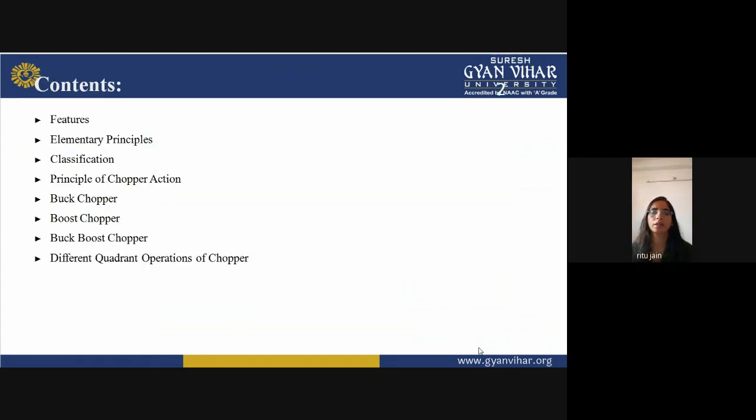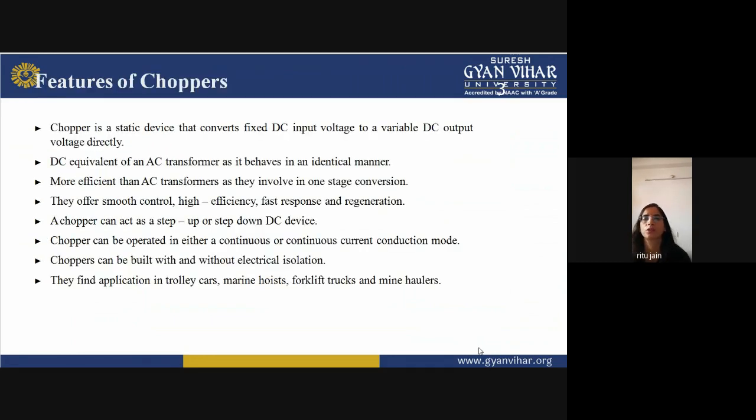These are the contents of this lecture: features, elementary principles, classification, principle of chopper, buck chopper, boost chopper, buck boost chopper, and different quadrant operations of chopper. So, chopper is a static device that converts fixed DC input voltage to a variable DC output voltage directly.